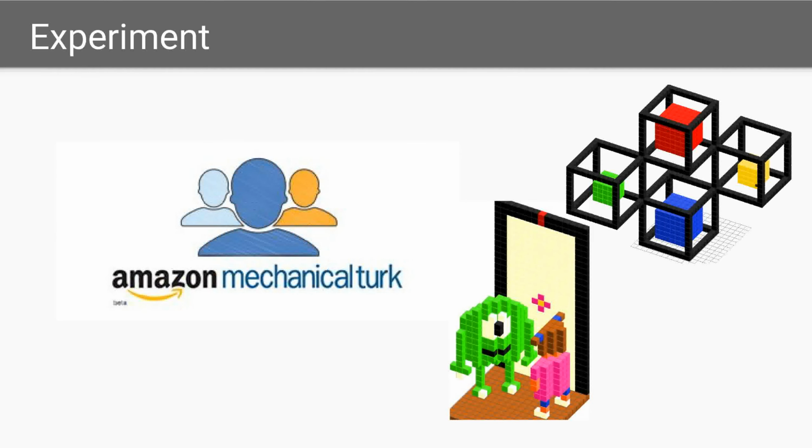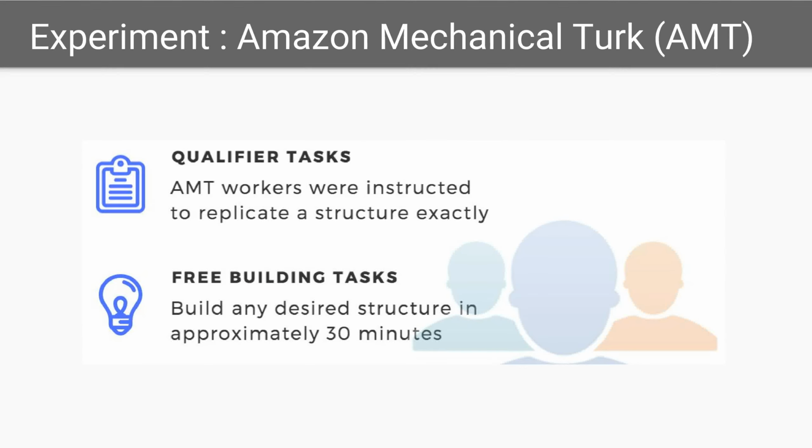Now let's look at how the authors went about evaluating the paper. The authors utilized the services of Amazon Mechanical Turk, or AMT, to build a community of users who collectively built interesting structures in voxellearn. They divided the experiment into two stages. In the first stage, the AMT workers were asked to replicate a structure exactly. In the second, they were asked to build any desired structure within 30 minutes.